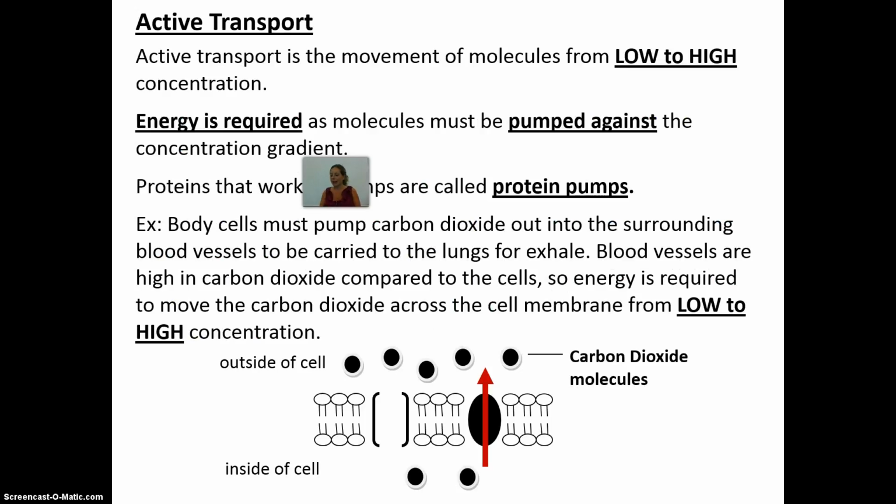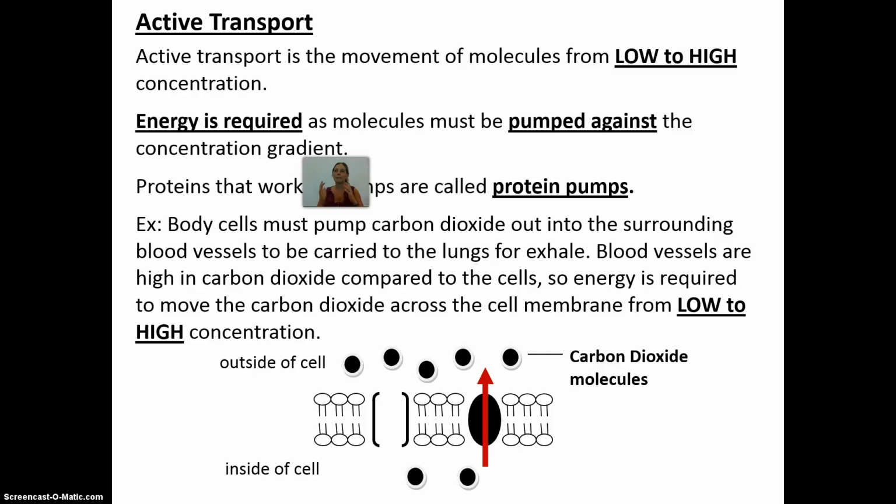Okay, so next up we have active transport. So we just talked about our types of transport that do not require any energy because molecules are moving from a high to a low concentration. That's what molecules want to do. In active transport, this is what molecules do not want to do. They do not want to travel from a low to a high concentration, so it does require energy. So under active transport, make sure you're writing low to high concentration, meaning energy is required, write that in big bold capital letters, and therefore molecules have to be pumped against the concentration gradient.